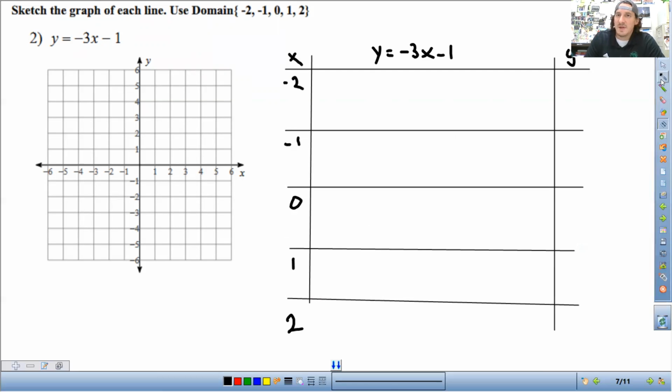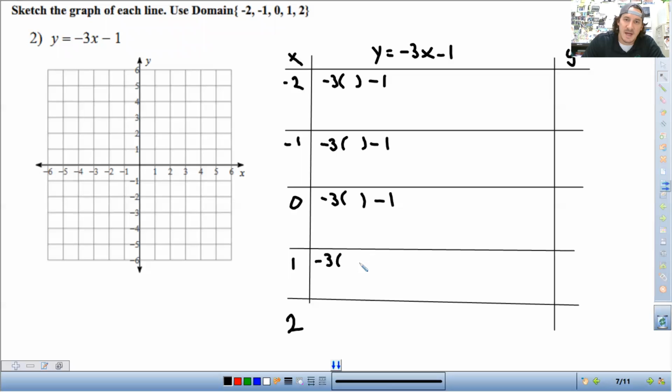And what I like to do is just write out my function each time. So -3 times x, switch out the x for a set of empty parentheses. So -3 times ( ) minus 1, three times. And then I'm going to input the x values in blue here: -2, -1, 0, 1, 2. And then I'm going to evaluate each of those.